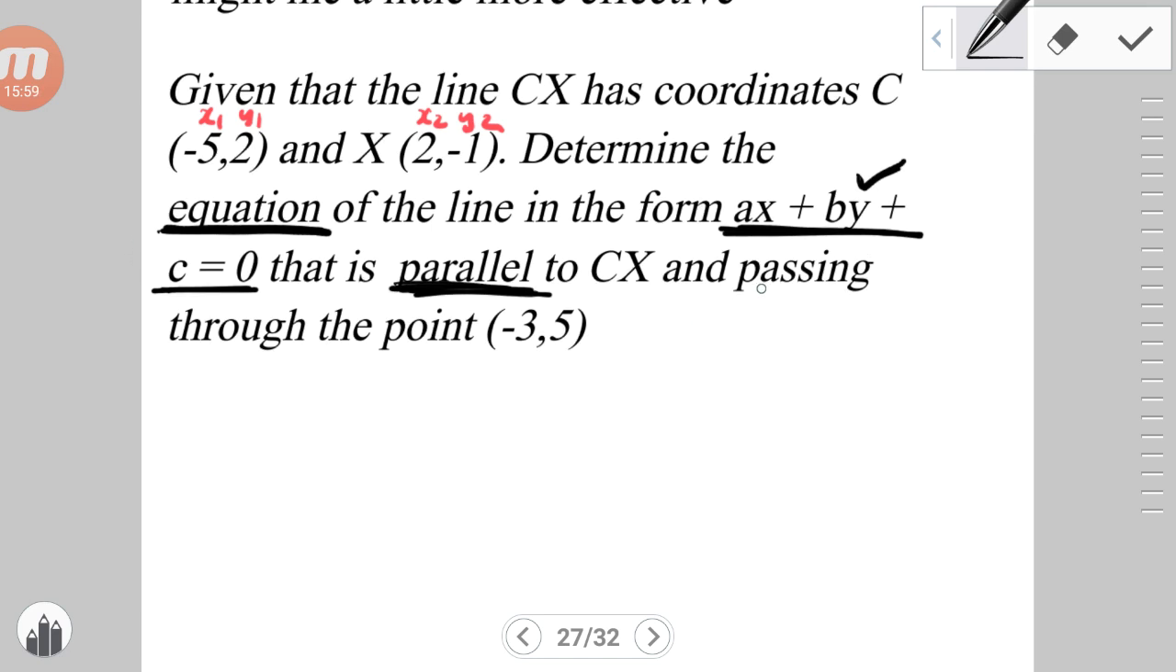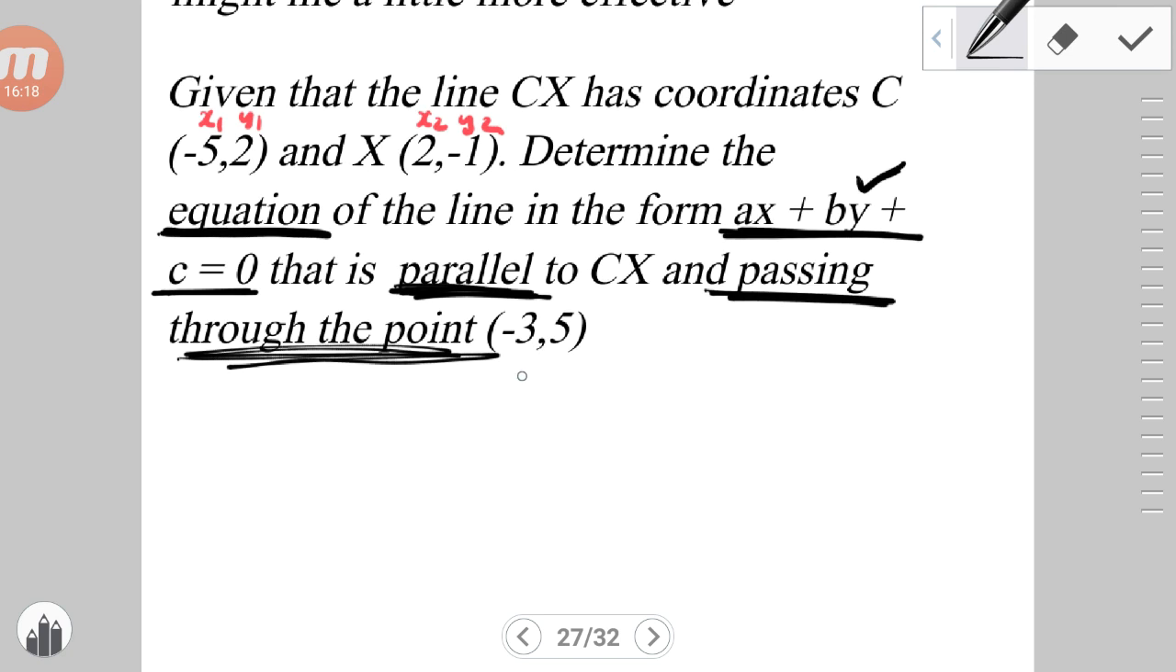And another thing is that it's passing through a different point. What does that mean? They are two different lines. They are not collinear, so they won't have the same point. So if I'm going to be finding the equation of a line that is parallel to CX, then obviously they're going to have different x and y intercepts on the grid. So clearly this is going to play an important role in the problem.